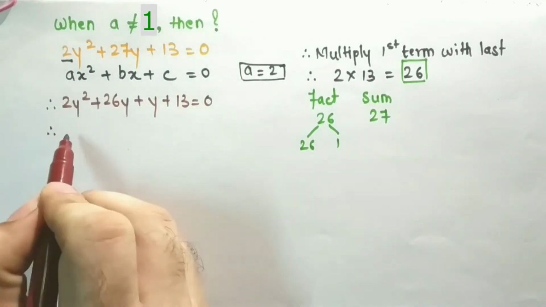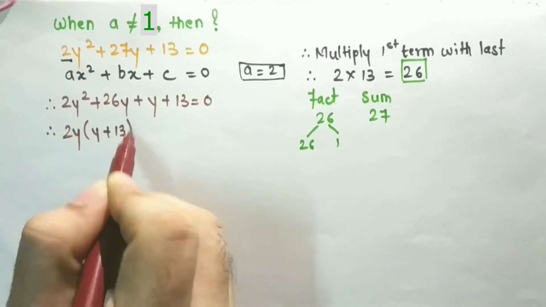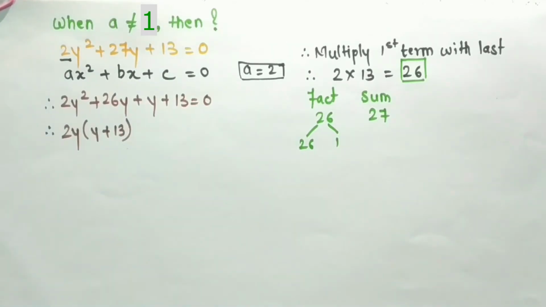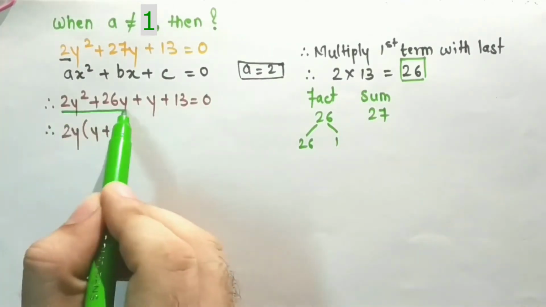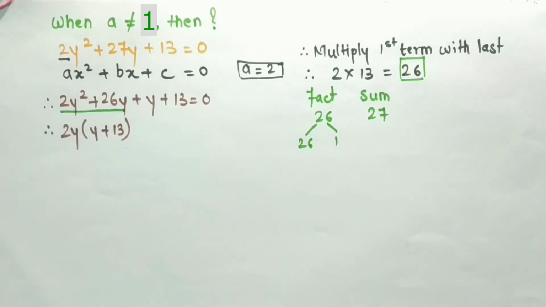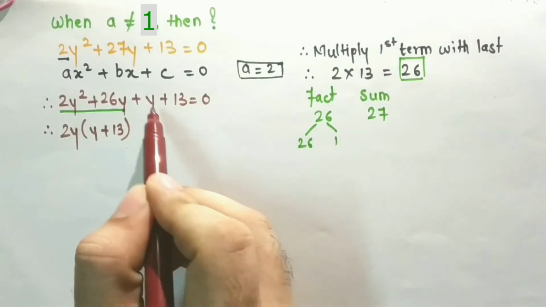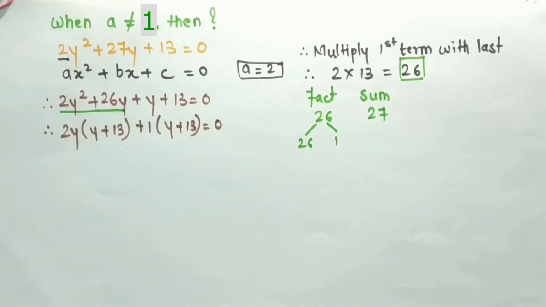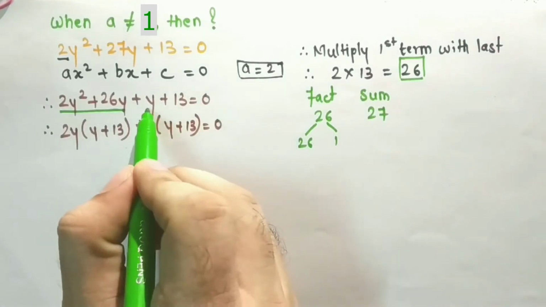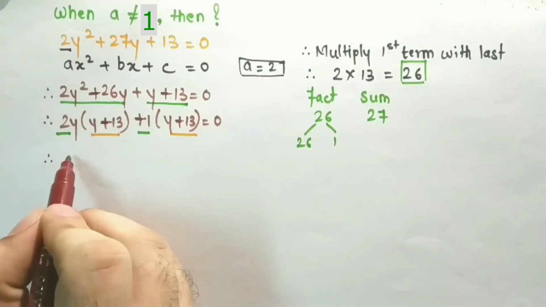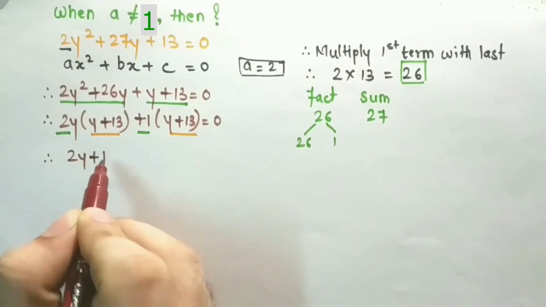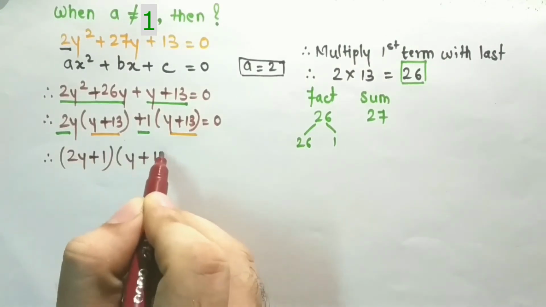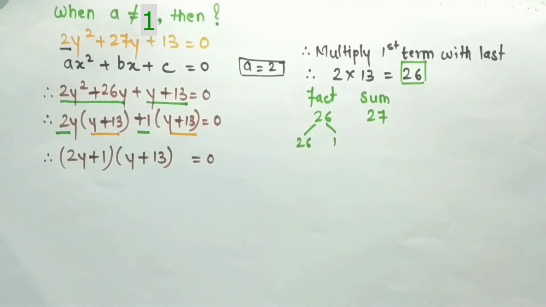I have to take 2y, which is common in the first group, taken out, and in the brackets it's y plus 13. Plus 1, which is common in the second group, gives me y plus 13 in the bracket is equal to 0. Notice that both the brackets are the same. Therefore, I'm on the right path. Therefore, 2y plus 1 into y plus 13 is equal to 0.